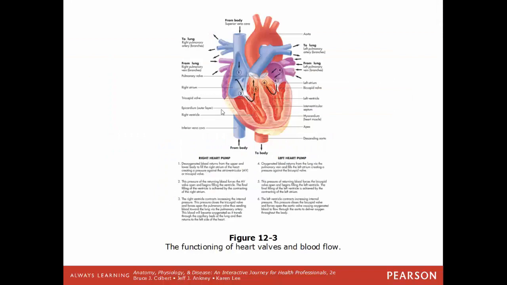So recapping the right-hand side, all blood will enter the right atrium here, either through the superior or inferior vena cava. Blood will pass through the tricuspid valve here into the right ventricle. When that chamber contracts, it will pump blood through the pulmonary valve, going to the left and right pulmonary arteries. It will pick up oxygen.